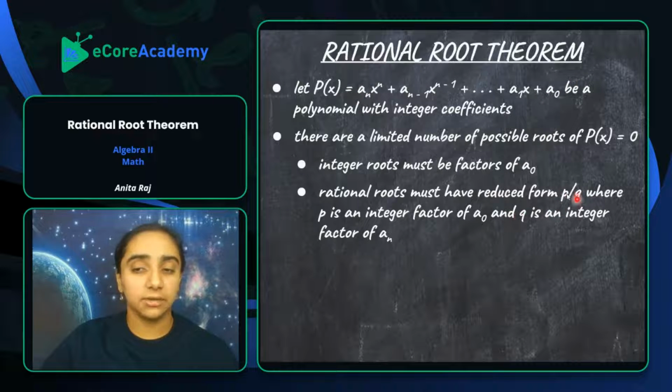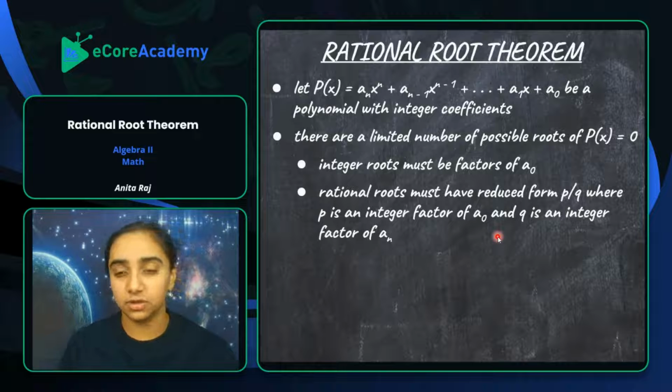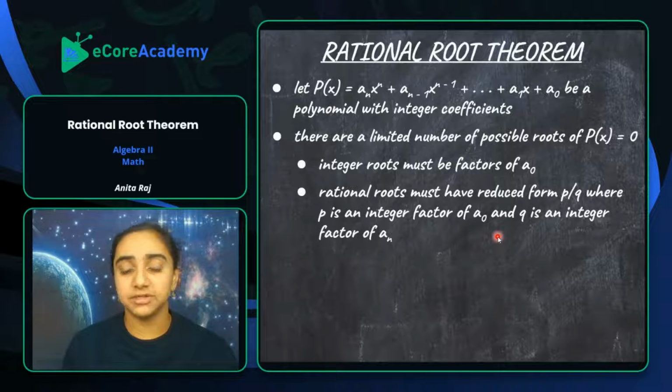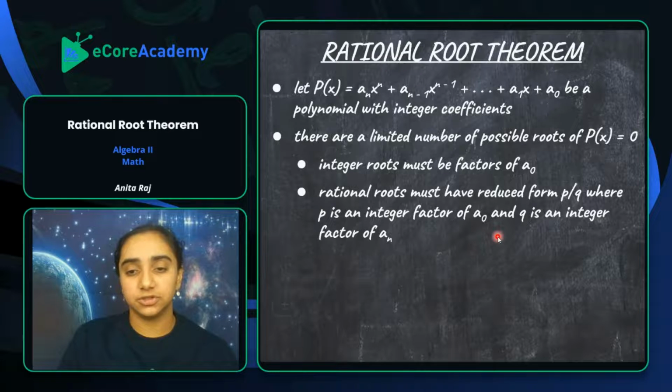What we're going to do is set up fractions. We're going to put each of the factors of the constant over each of the factors of the leading coefficient. This is going to create a bunch of fractions, or maybe not fractions, depending on what the values are. We're going to have a bunch of numbers, and these are actually going to be the possible solutions of the polynomial. Then we're going to use these to figure out what the actual solutions are.